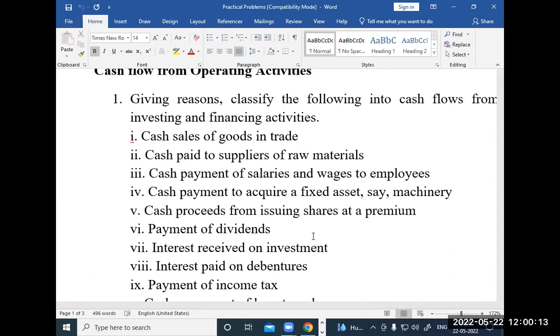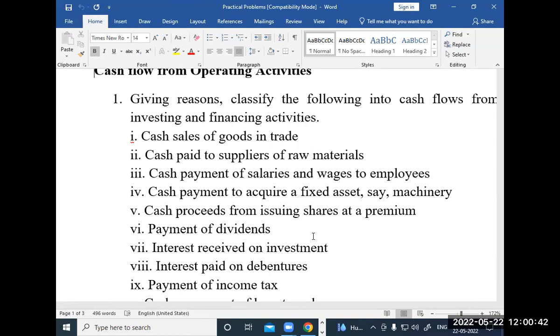Now this is for online people only. Cash paid to suppliers of raw material. Investing activity. The effect of online class is there. So we can come to a conclusion that the teacher is not effective online. Okay, please come to the second point, sir.